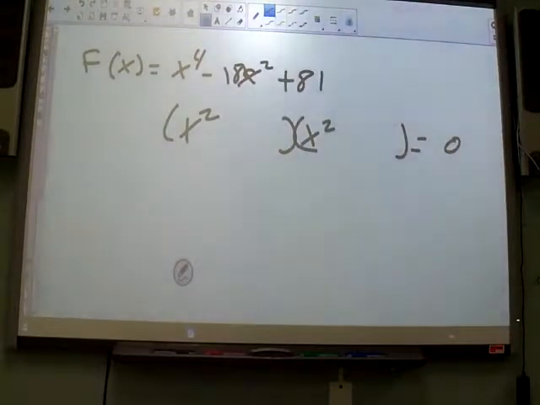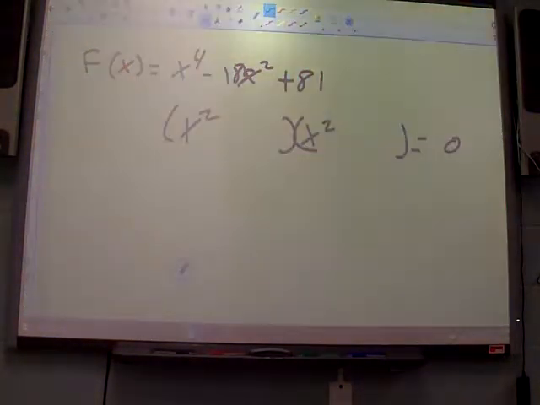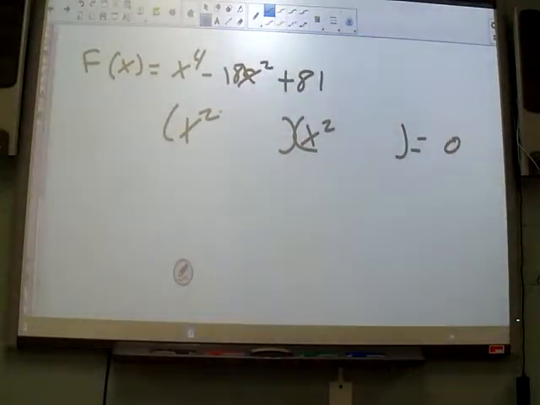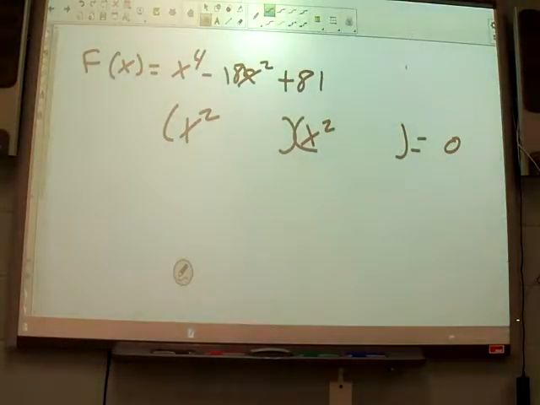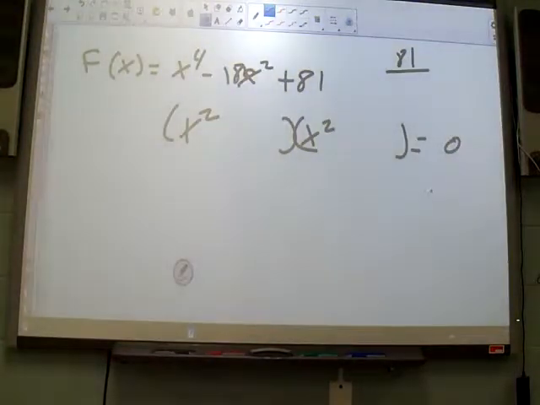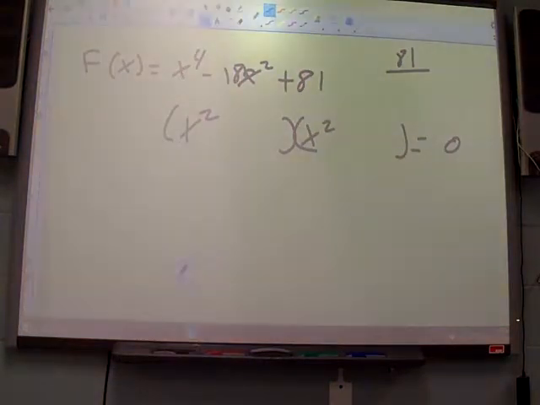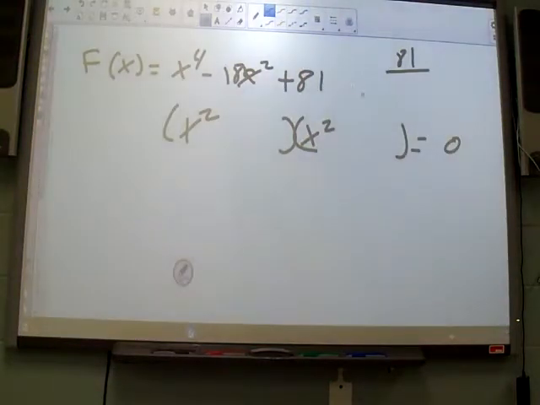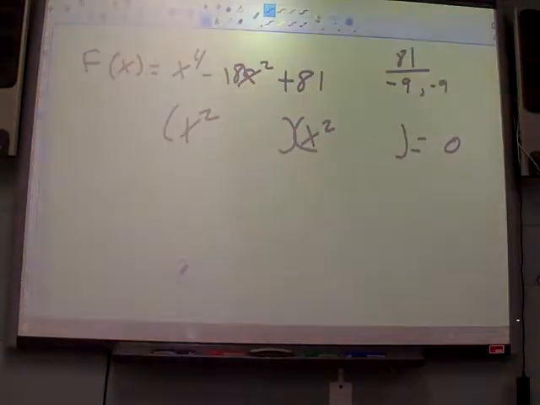I appreciate your honesty. Riley, wouldn't it be -9 and -9? Yes, it would be. A times C is a positive 81. So your factors, not your final answer, but your factors, yes, that's what you meant, to multiply to make a positive 81 but add to make a negative 18, it would have to be a -9 and a -9.